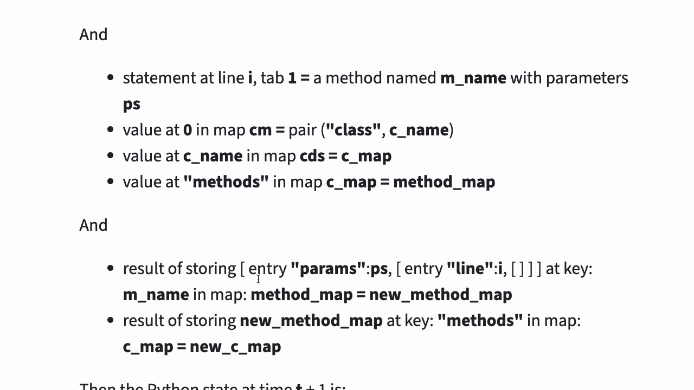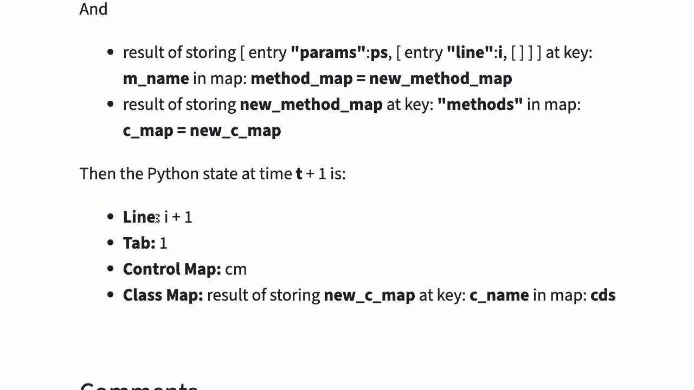and the result of storing the map params ps and line I at key mname in method map is new method map, and the result of storing new method map at key methods in cmap is new cmap. Then at time t plus 1, the line is I plus 1, the tab is 1, the control map is cm, and the class map is the result of storing new cmap at key cname in cds.